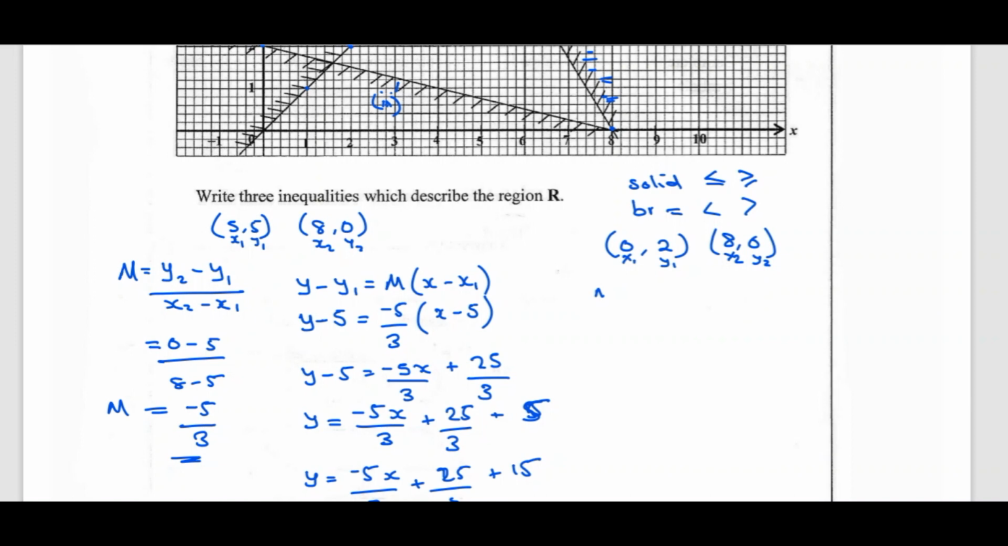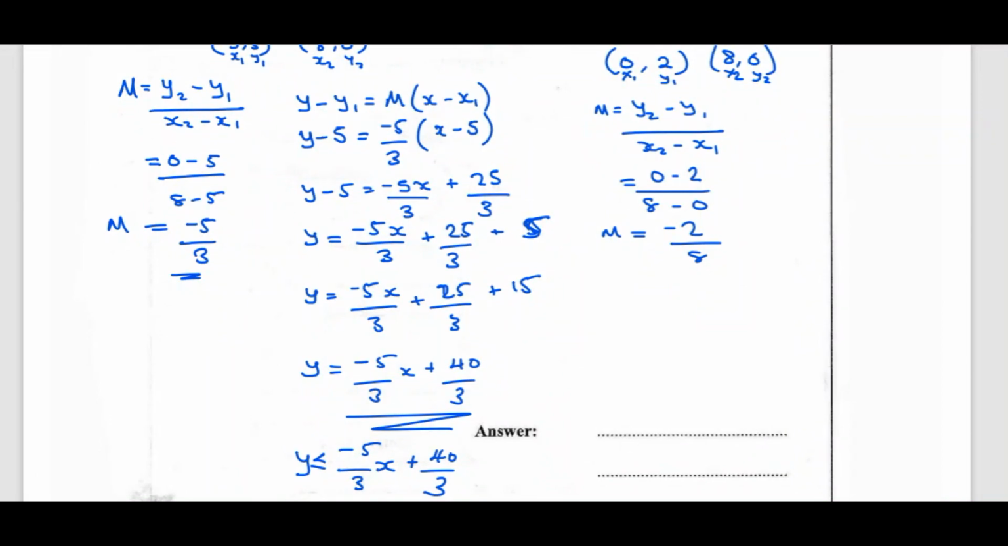And then what are we going to do there? We would say m, we find the gradient. So y2 minus y1 over x2 minus x1. And then we can substitute there. So we'd find that we're going to have 0 minus 2 over 8 minus 0. So what are we going to have? Negative 2 over 8. So this negative 2 over 8 is the gradient that we found. And then let us find the inequality now. So we're saying y minus y1 is equal to m, which is the gradient, then x minus x1, you close there.